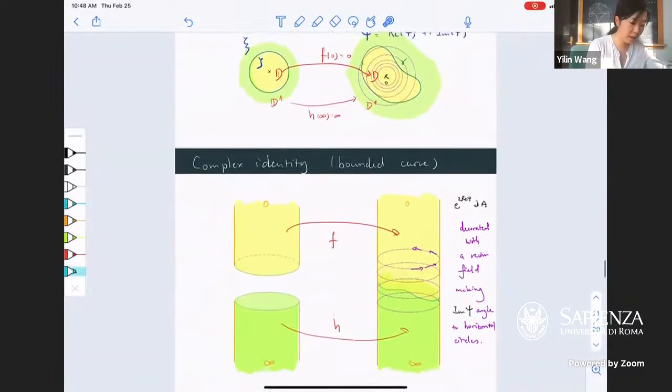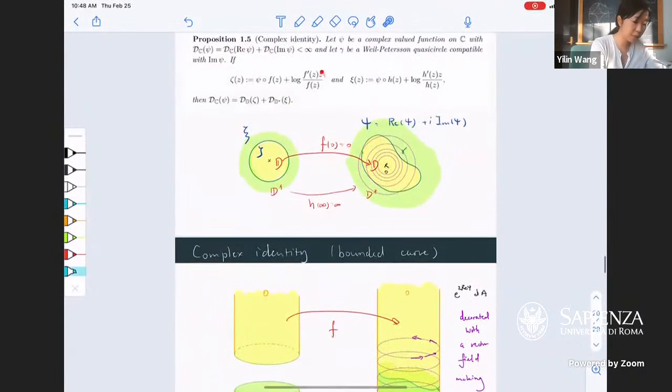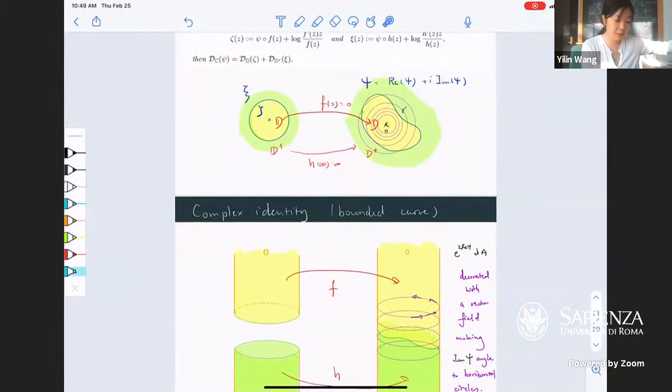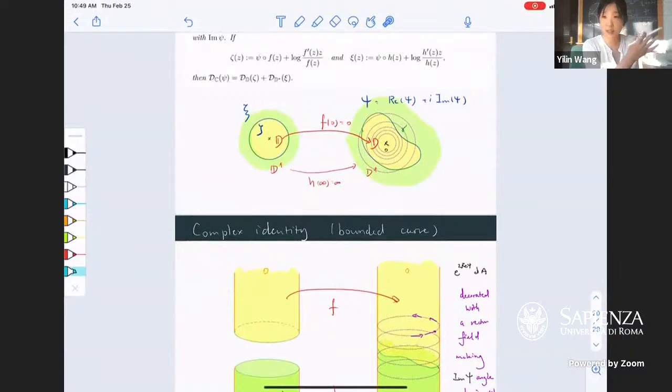So it's just a way to interpret what this log f prime z over f, log of h prime z over h means. We can also separate this into the real part and imaginary part. The real part tells you how the metric moves. It's not only f prime, because there is an underlying reference metric on the cylinder. If you project onto the complex plane, there will be log z. That's already a factor which stays there.